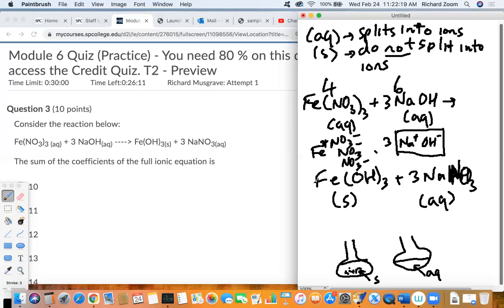The Fe(OH)3 is just a one because it doesn't split into ions. And for the three NaNO3s, the total there is six as well. So the sum of the coefficients would be 4 plus 6 plus 1 plus 6, which would be 17.